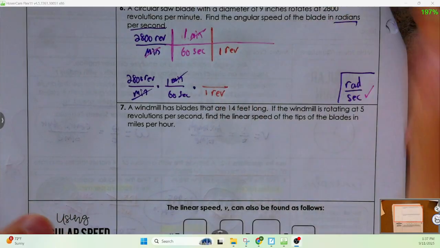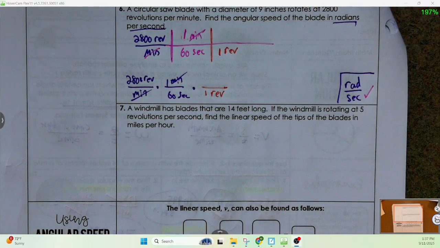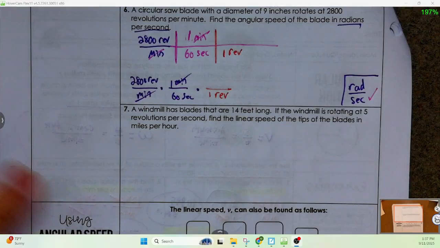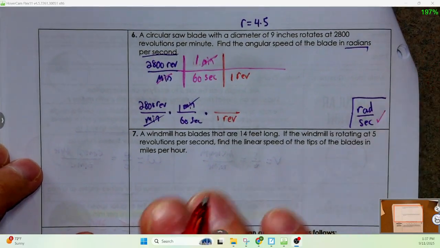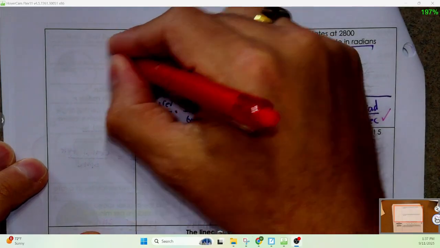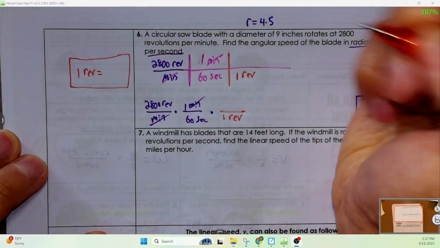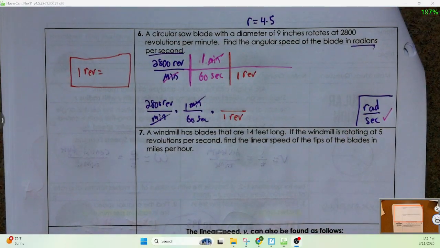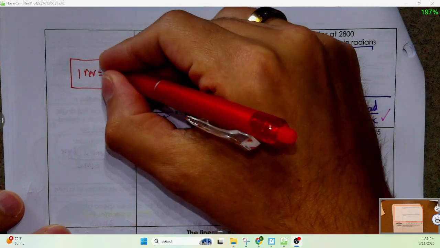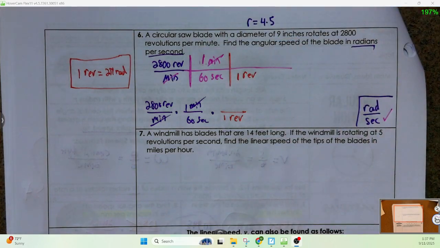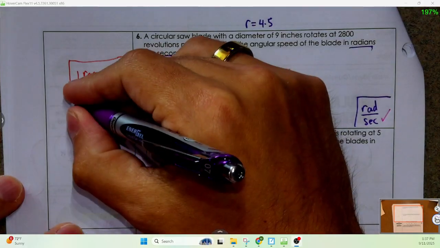What could I find that is a revolution? This is the most important and most difficult part of the problem: understanding how to get a revolution to a radian, or a revolution to inches, or a revolution to feet. So on the left side, we're going to say what one revolution equals. One rev must equal how many radians? One rotation is 2 pi radians, 2 pi rad. It's confusing because it could have been 2 pi r, but it's actually 2 pi rad. 2 pi r follows from this idea.